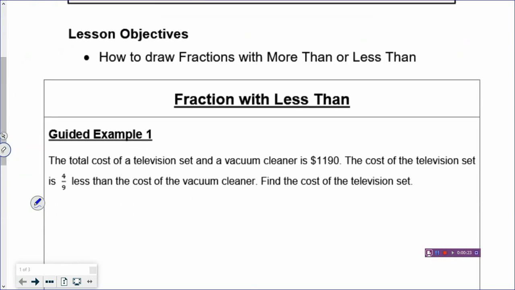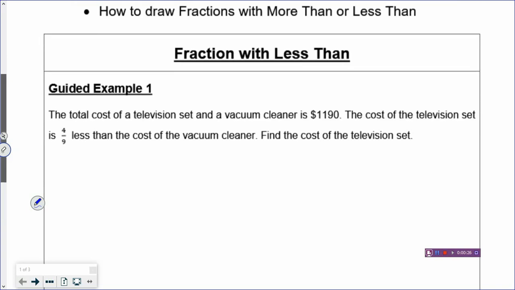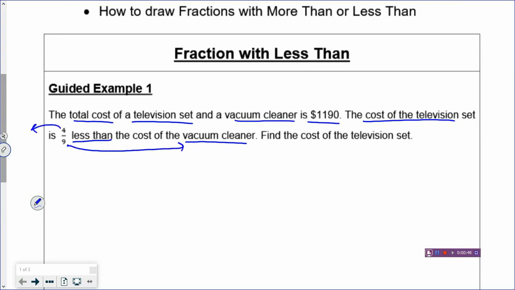Let's look at the first example. The total cost of a television set and a vacuum cleaner is $1190. The cost of the television set is 4/9 less than the cost of the vacuum cleaner. For this fraction, very important, we cannot use arrow pointing. If you start drawing the television set as 4 units and then the vacuum cleaner as 9 units, that is going to be quite wrong.